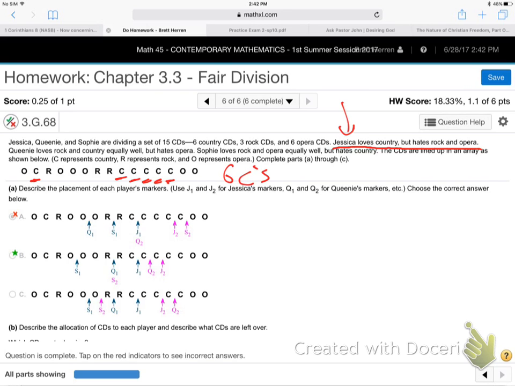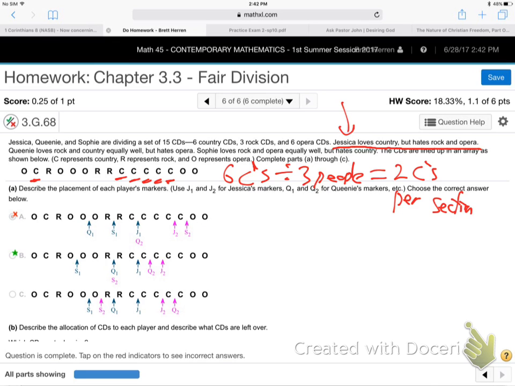6 countries, 6 C's. And we're going to divide by 3 people, so that's 2 countries per section. So I'm coming up with that. Jessica's going to think, look, there's 6 countries, there's 3 of us. We should each get 2 countries, because that's all that matters.